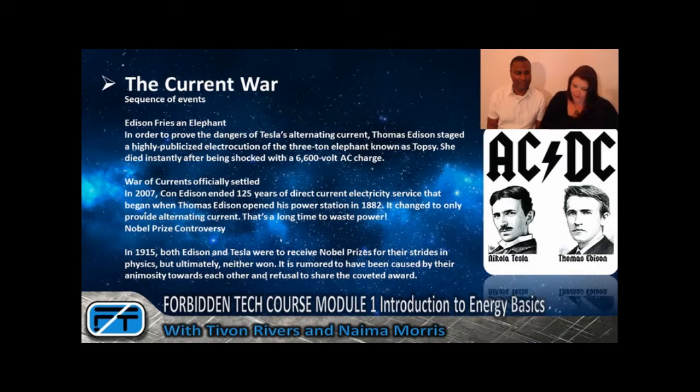So this is a very interesting point. This brings us to the end of the war of currents sequence of events. You have to fast forward all the way in time until 2007, when Con Edison, the power plant named after Thomas Edison, ended their 125 years of direct current electricity service. That's a long time to have direct current, right? When you're not really using it, you're using AC, but okay.